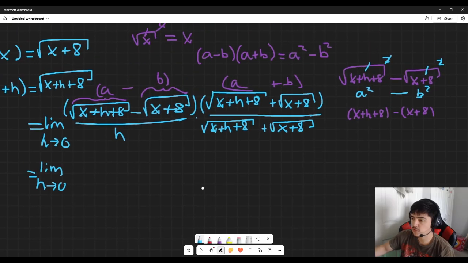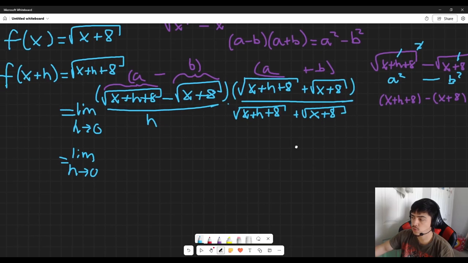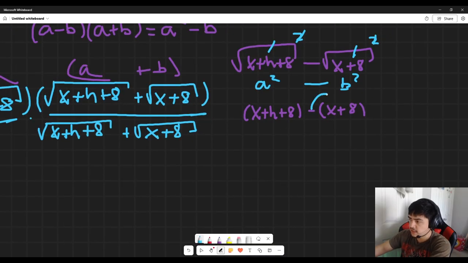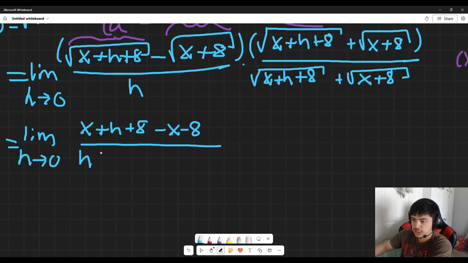So going back to our original equation, rewriting this whole numerator as this, our a squared minus our b squared, we're going to get x plus h, we don't need parentheses here, x plus h plus 8. And then distributing this negative in, we get negative x and then minus 8, all over h. But we still have this bottom part. It's being multiplied, so it's h times this whole thing. So we have the square root of x plus h plus 8 plus the square root of x plus 8.